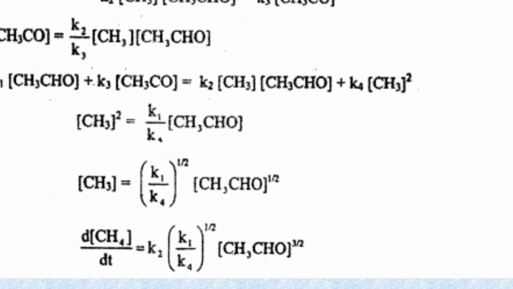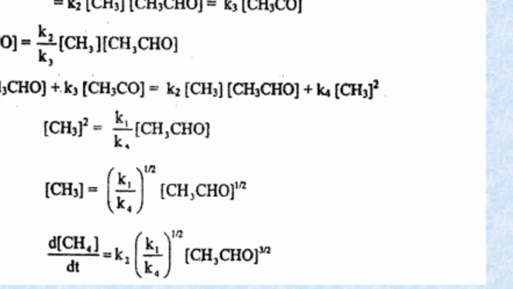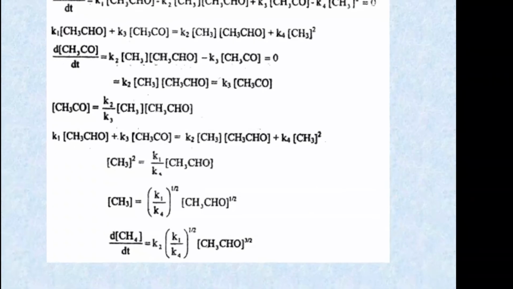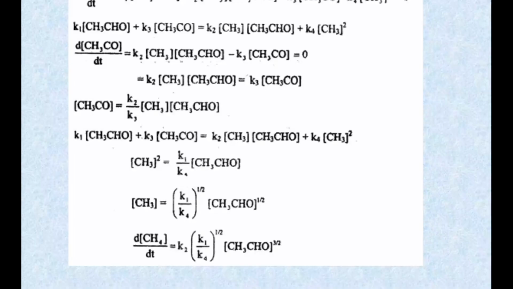d[CH4]/dt = k2 (k1/k4)^(1/2) [CH3CHO]^(3/2). So these are the final equations, and this is the kinetics of pyrolysis of acetaldehyde.